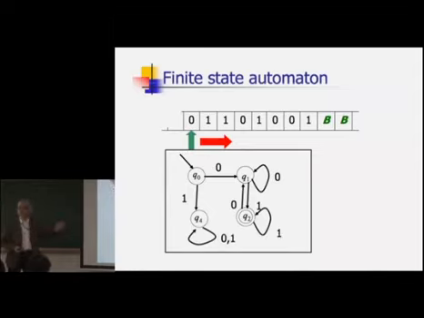Yeah, this is a finite state automata. And if you are not from computer science, please relax, because I will explain, starting with what is a finite state automaton and what is a finite state machine and so on. Okay.